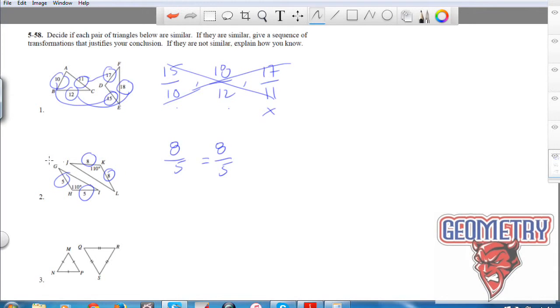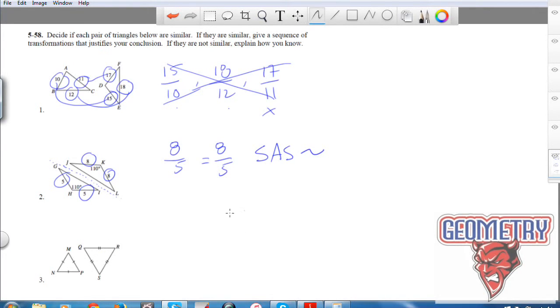We could kind of reflect this triangle over. K would match up with point H, and then we would have a similar triangle in terms of ratio of 8/5 or 8/5. So this one is similar. If we wanted to say or prove why, we would say side-angle-side similarity. And then the last one here.